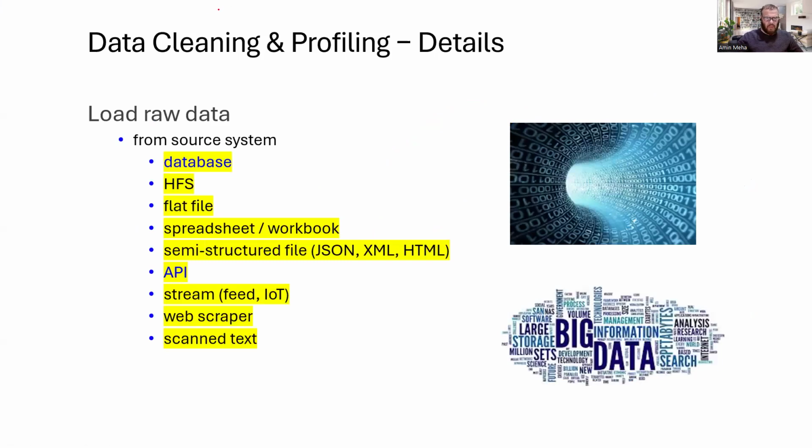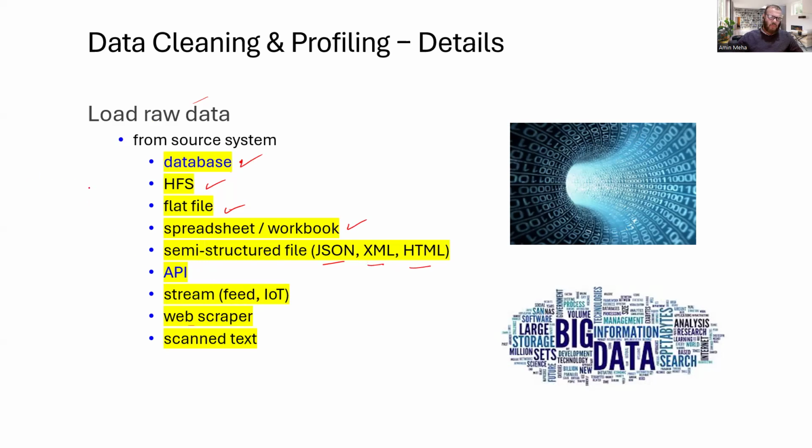That's the type of data we'll be facing from databases. We're going to have flat files, HDFS, from databases here. We're going to have spreadsheets. We talked about this before. We're going to talk about JSON, XML, HTML. We're going to have the API. We're going to have streams of data like feeds, IoT, and web scraping.